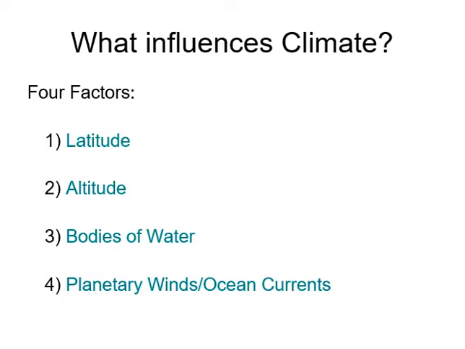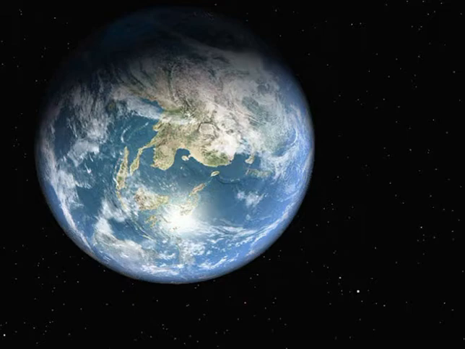There are four major factors that we're going to explore that influence climate: latitude, altitude or elevation, bodies of water, planetary winds, and ocean currents. Today we're going to start with latitude.